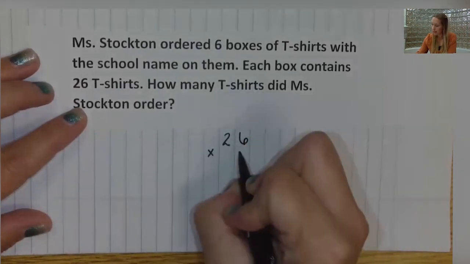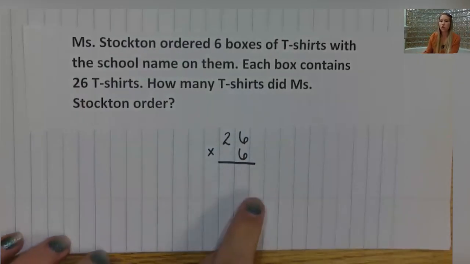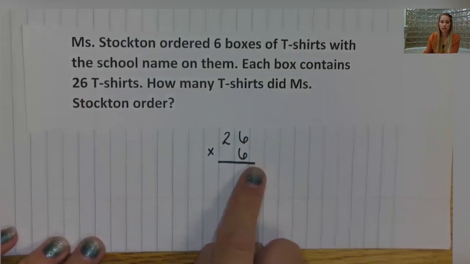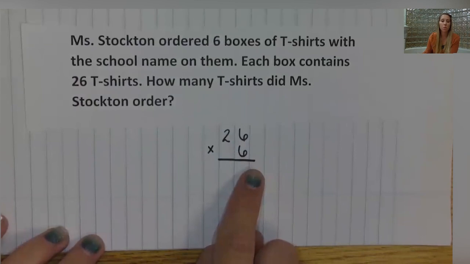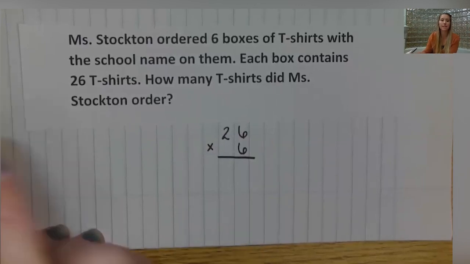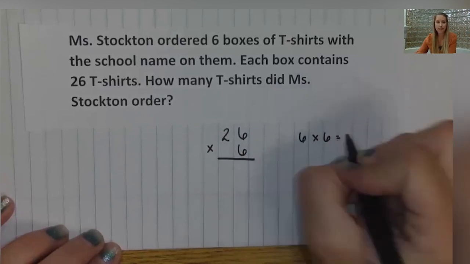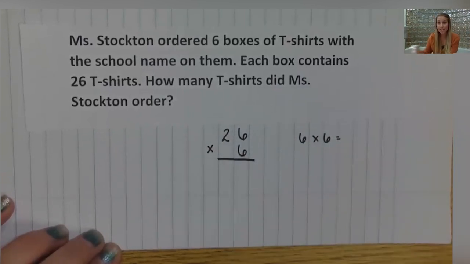26 times 6. Remember, we're going to start in the ones place. So what's in the ones place? That's right, the 6. So the first thing I'm going to do is 6 times 6. What is 6 times 6? Yes, it is 36.